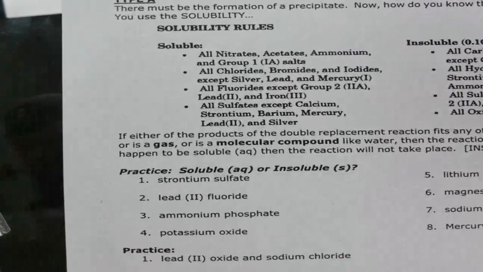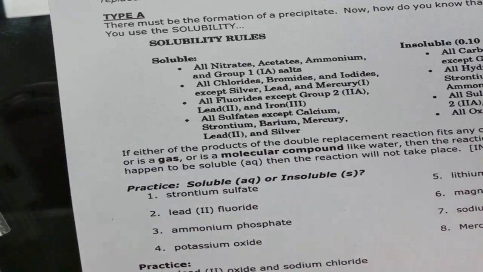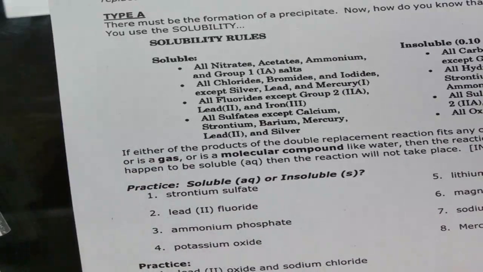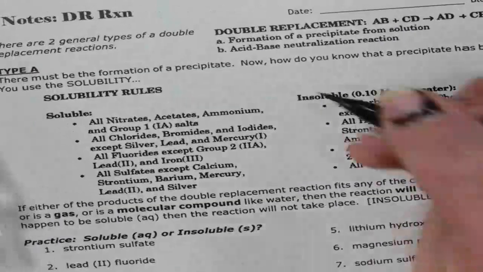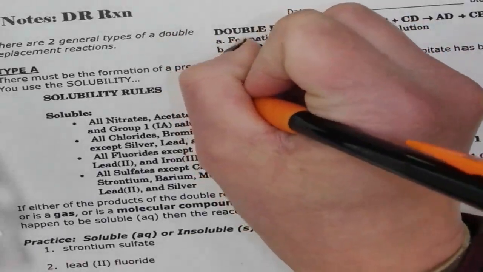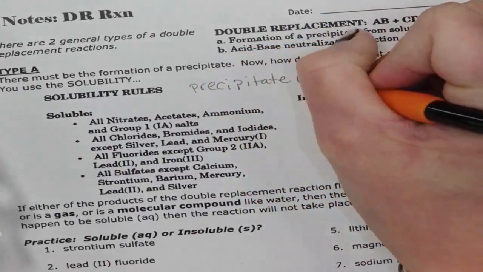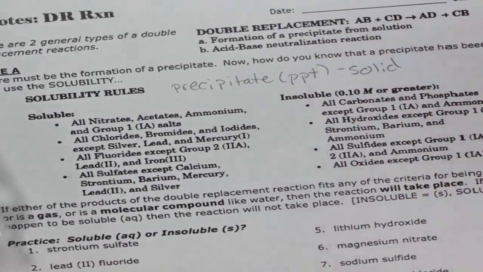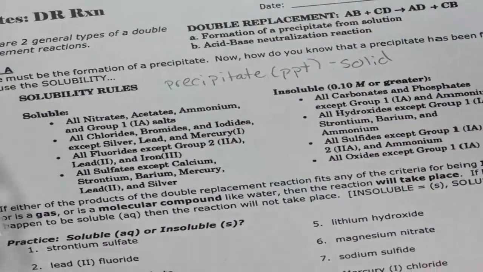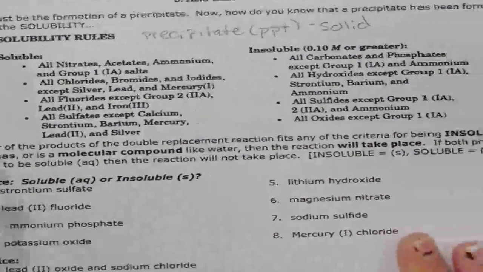So what is a precipitate? A precipitate is a solid that is formed. Let's write that down. Precipitate. We abbreviate that PPT, and that's a solid. Now, we're going to determine if it is a precipitate or not based upon our solubility rules.